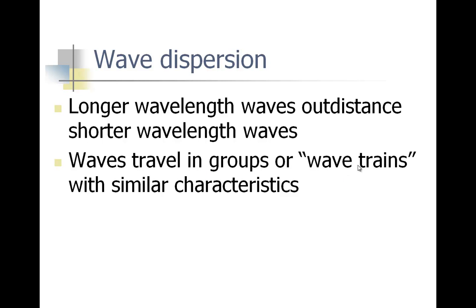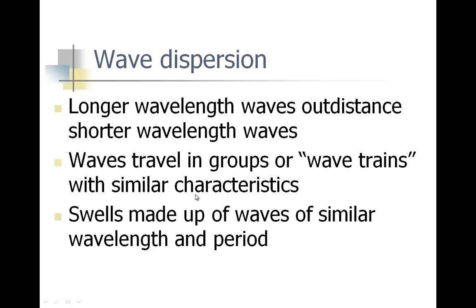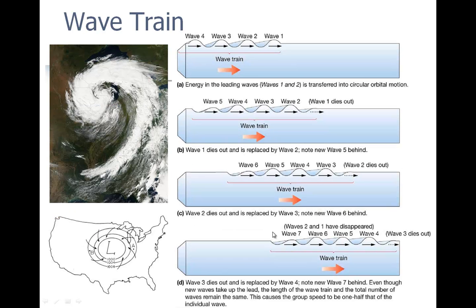Waves travel in groups, or what are called wave trains, and wave trains usually have very similar characteristics in terms of wavelength and wave height. And swells out in the ocean are the same sort of thing. If you go out in the ocean, and I'll show you a couple pictures of swells, they make up waves that are very similar in terms of wavelength and period.